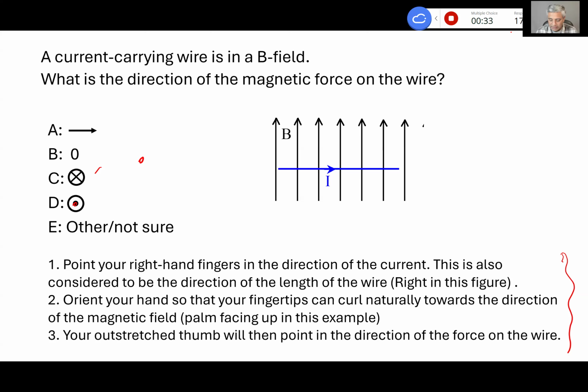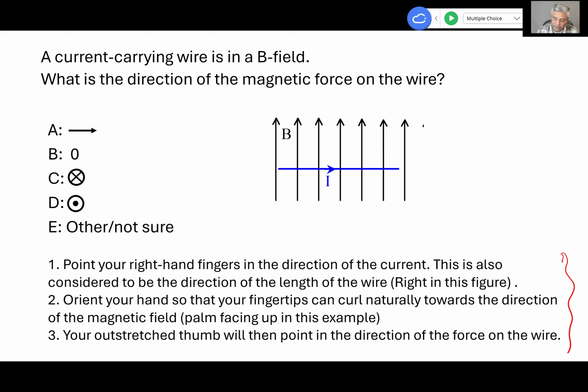Thirty more seconds. This is 5 more seconds. 5, 4, 3, 2, 1, and it stops.